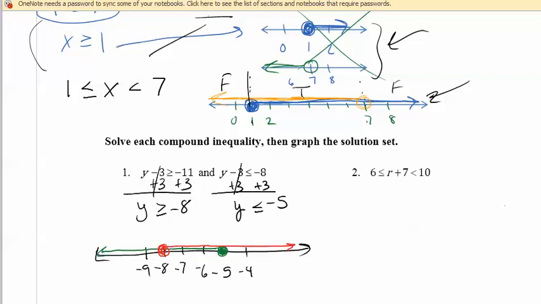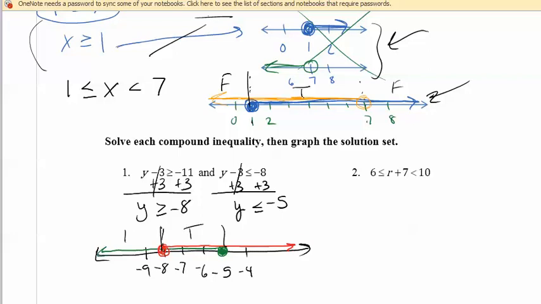So what I'm interested in is where I have solutions that satisfy both inequalities. Well, that would be between negative 8, including negative 8, and negative 5. So from negative 8 to negative 5, so here, including those values, my inequality is true.